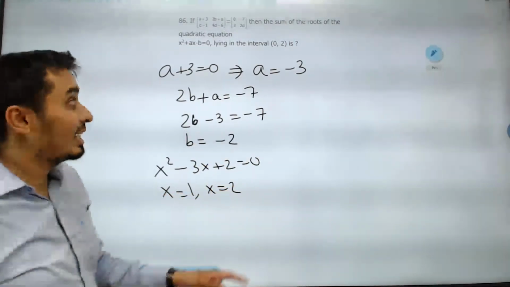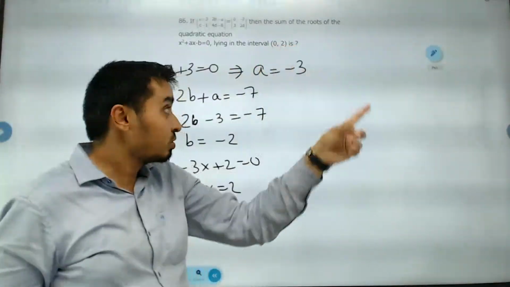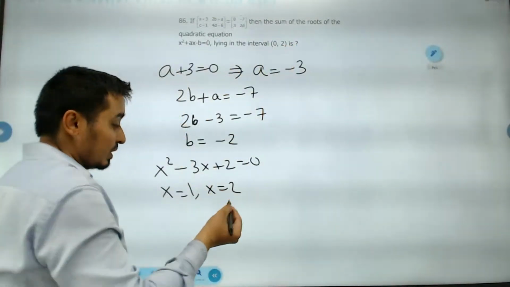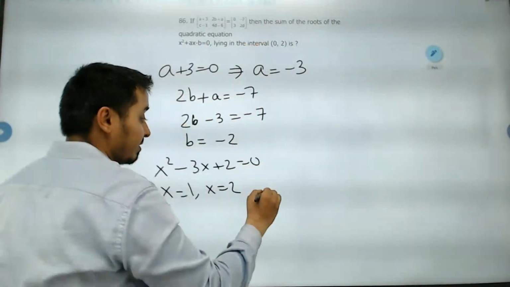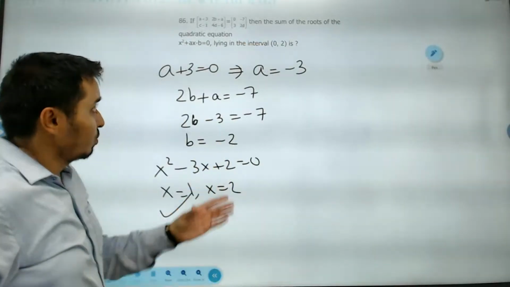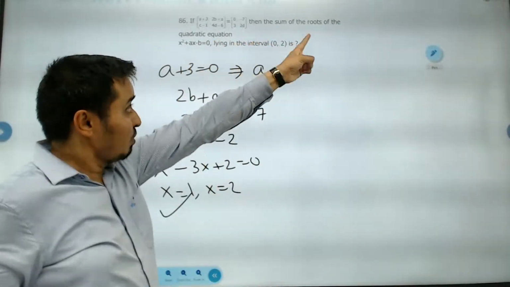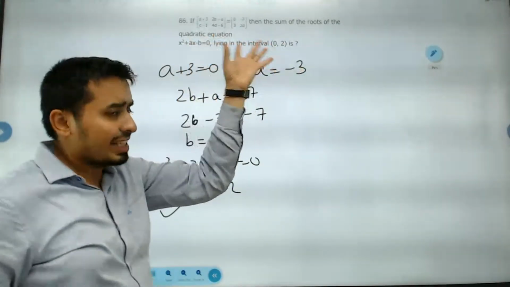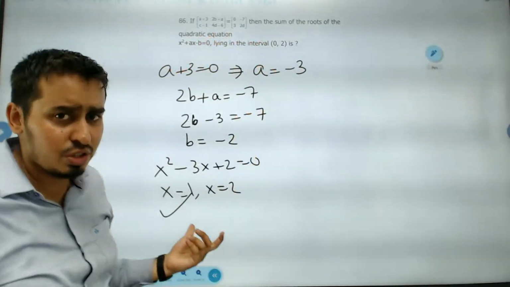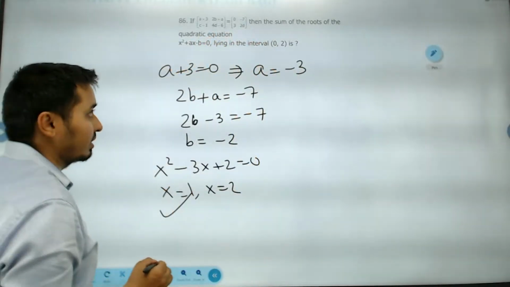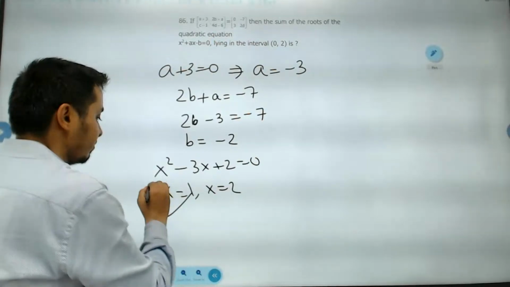Now here we need to be careful. They have asked you open interval 0 to 2. So 2 is not included, right? So there's only one root which lies in this interval, and that is x is equal to 1. So they have asked you sum of roots of the quadratic equation lying in this interval. So since there's only one root, there's no question of sum. The answer will be 1, right? So the answer is 1.